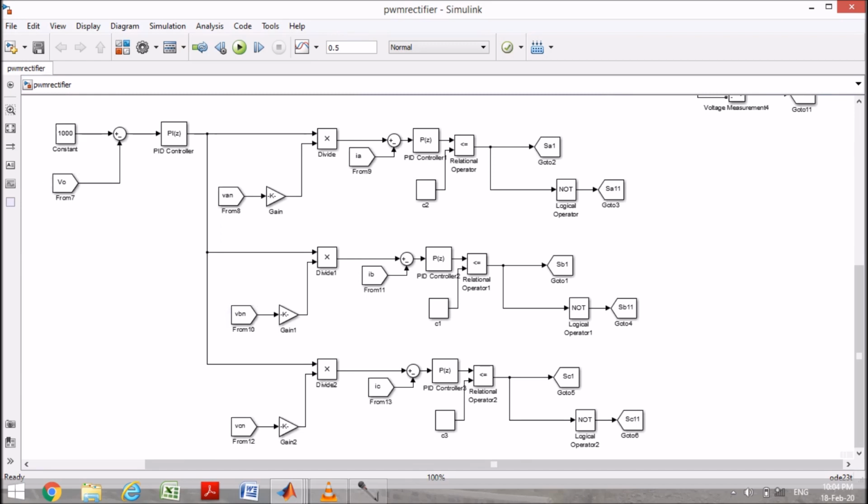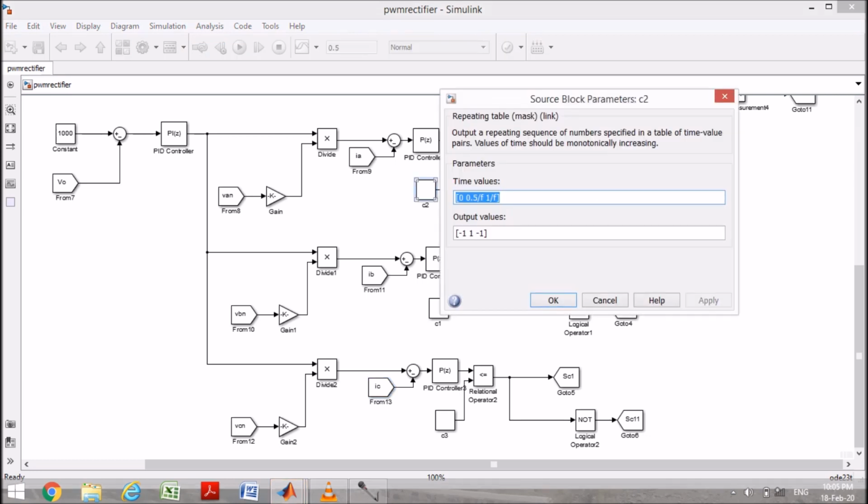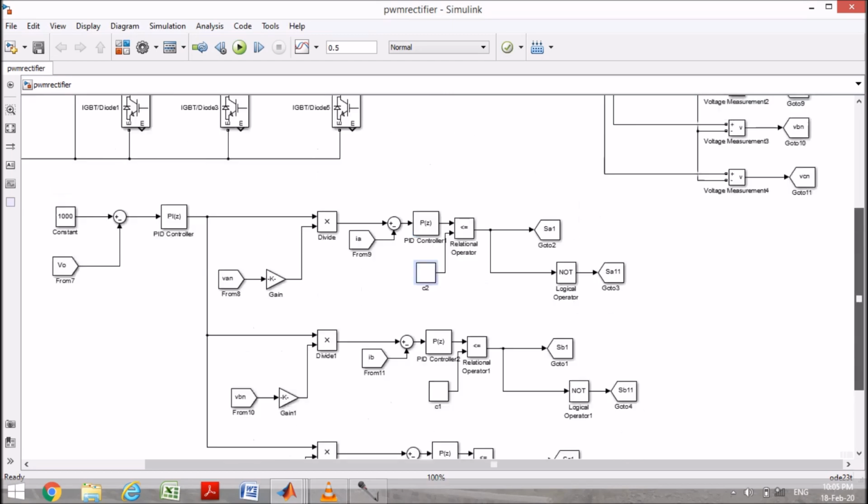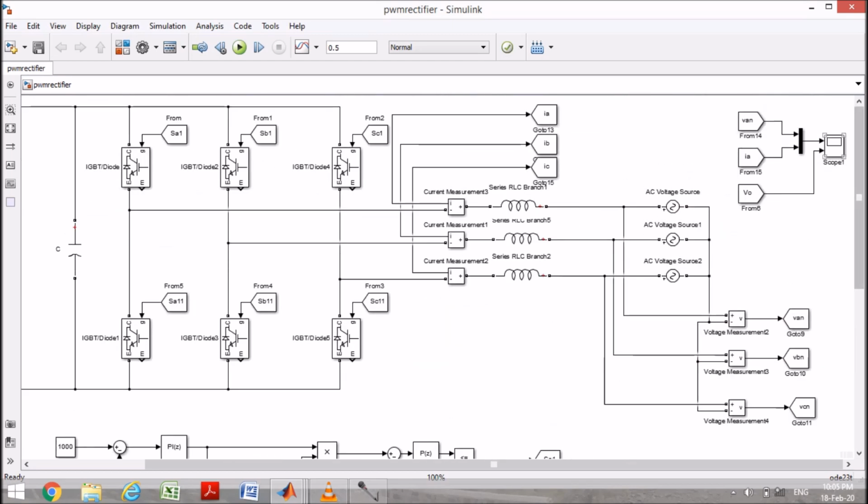So here it is the same. Next we are bringing this here, and it is now for the second phase VBN here and IB here. For the third phase, VCN here and IC here. For the triangular wave, I have taken the time values 0, 0.5 by f and 1 by f, and output values -1, +1 and -1. That will repeat. So the same triangular carrier wave I have taken, and this is the circuit diagram.